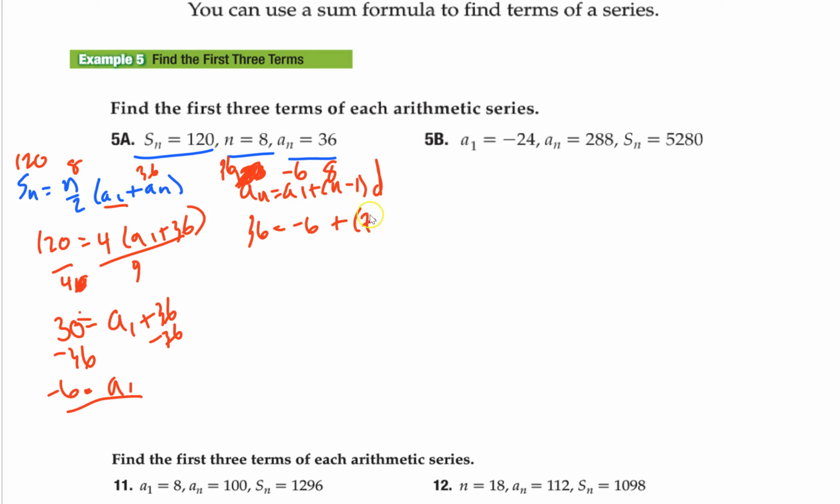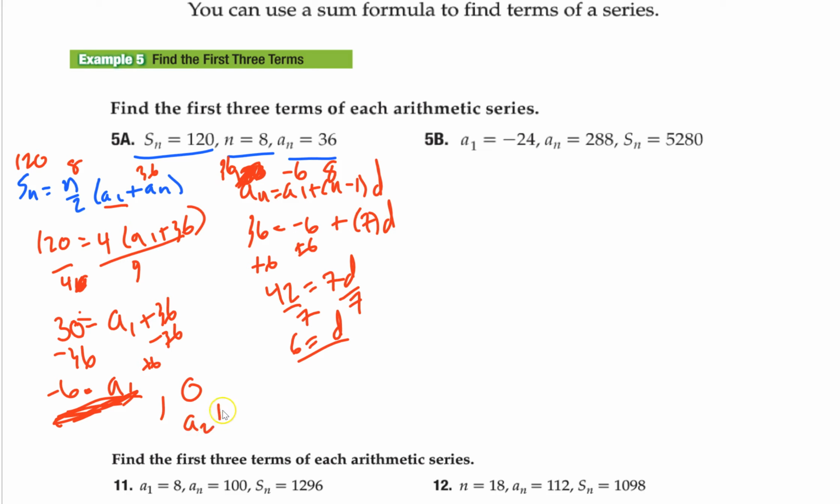N minus 1 is 7 times the common difference. Then here we solve it. 42 equals 7d. Divide by 7. D equals 6. Now let's talk about how to find the next couple of terms. It's really easy. I don't think I talked about this yet. If you know the first term is negative 6, and the common difference is 6, you just add 6 to it. Negative 6 plus 6 is going to be 0. Just keep on adding 6, the common difference. I get 6. I can keep on going if they want me to. I get 12, 18, I can do this all day. 24, 30, 36, easy. I'll calm down now. But those are the first 3 terms.